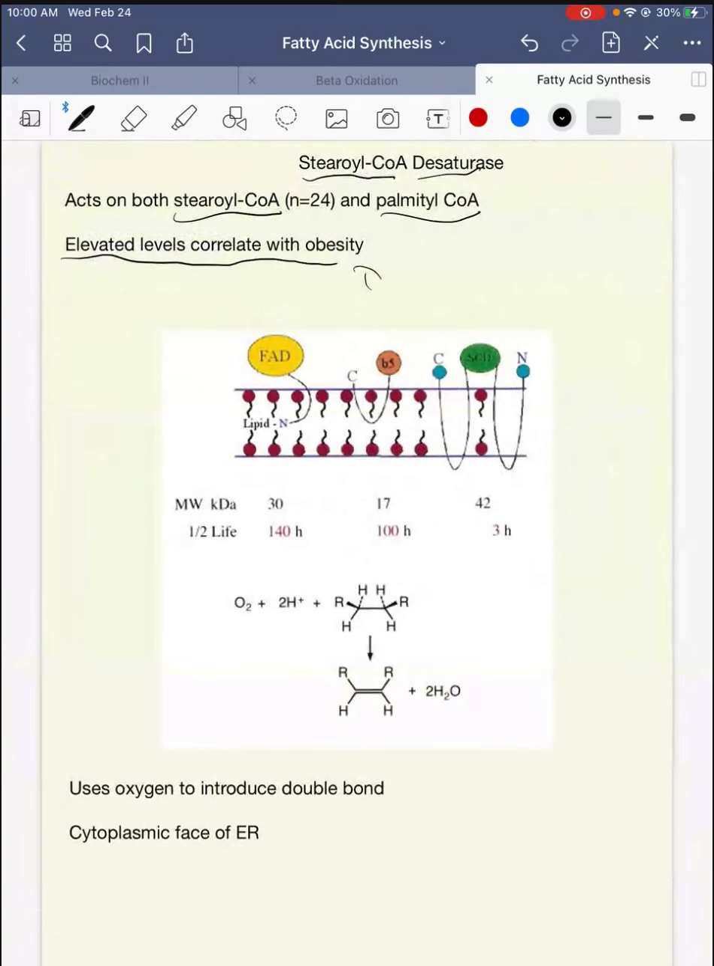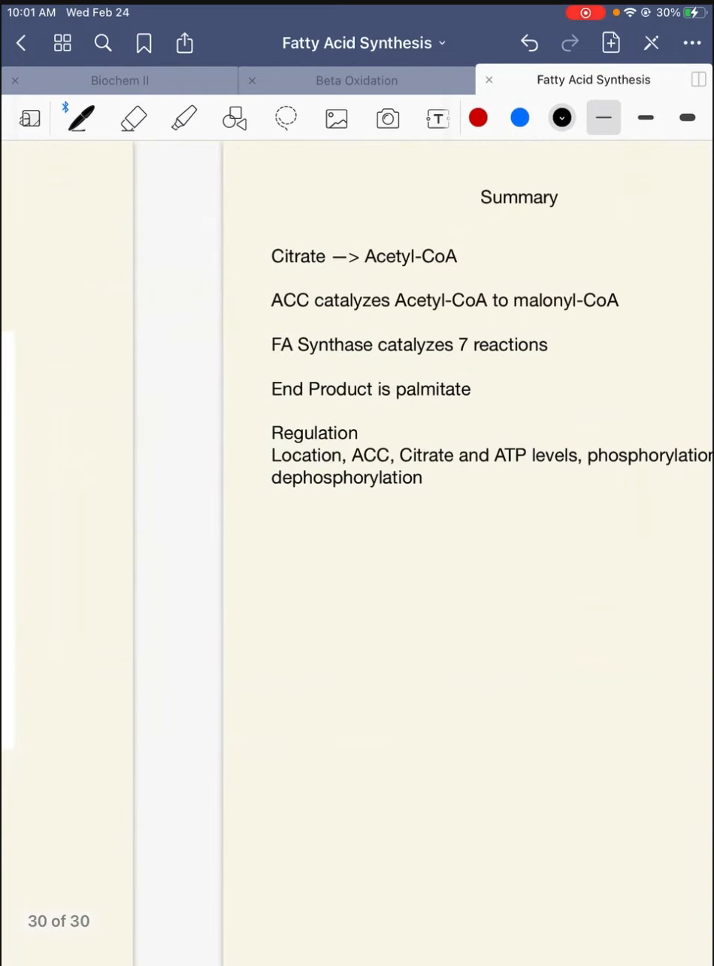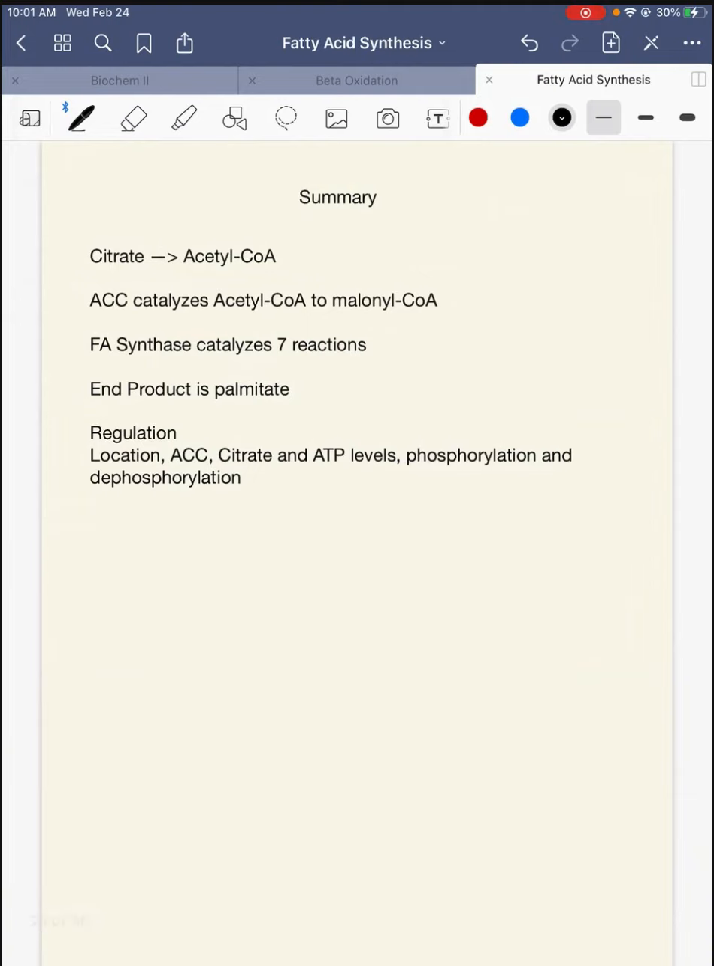Like I said, it's a monooxygenase, it uses oxygen to produce double bonds, and it's on the cytoplasmic face of the ER. You have the rough ER and the smooth ER, and this faces the cytoplasmic side of the ER. The ER ships things to the Golgi for modifications, but desaturases just exist on the ER and not the Golgi. Okay, so that was pretty much it for fatty acid synthesis.